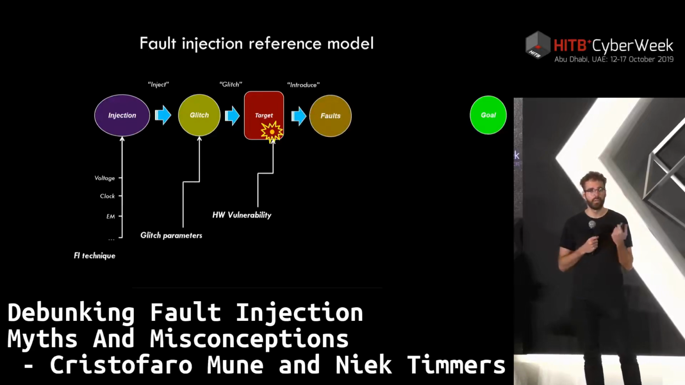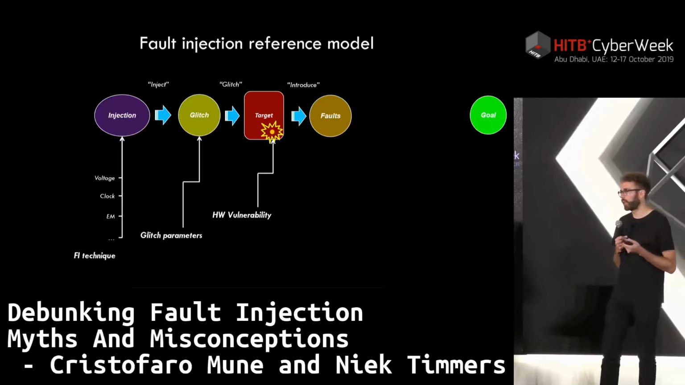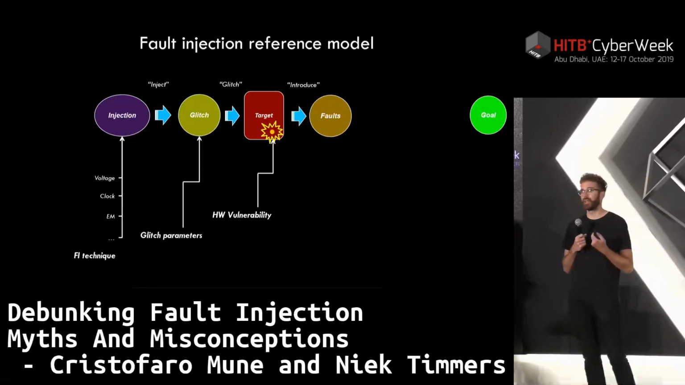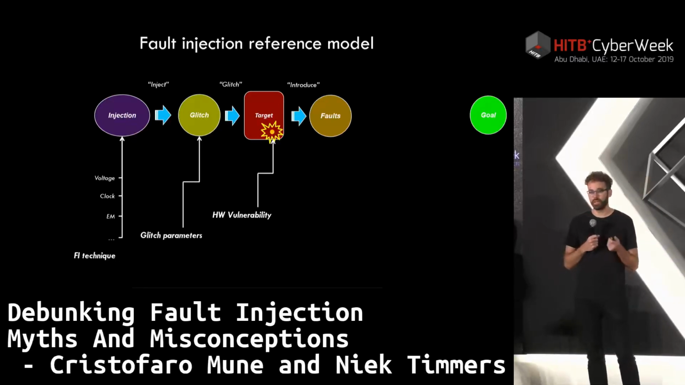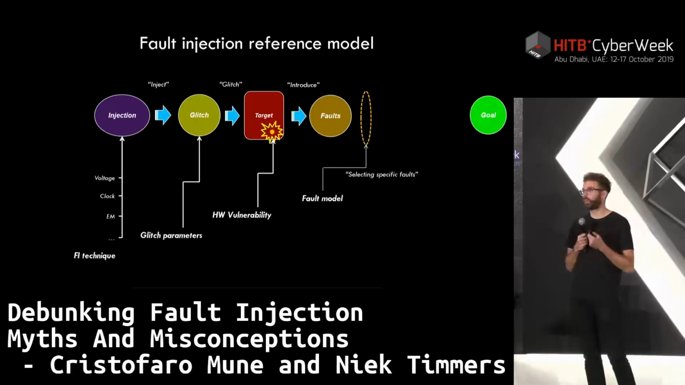Once this glitch is used to trigger this vulnerability, this hardware vulnerability manifests itself within the chip as a fault. And these faults can mean anything. They can mean bit flips, instructions being skipped, or an instruction getting corrupted. It's important from an attacker point of view, but also from a defender point of view, to describe these faults. So somehow you need to come up with fault models that can be tightly coupled to the faults that are happening.